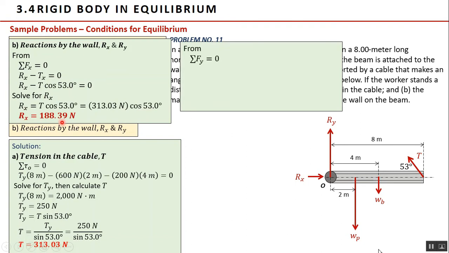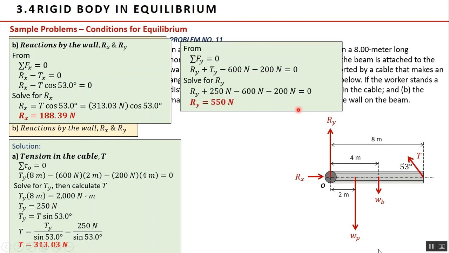Lastly, for the vertical component of the reaction, we use the summation of forces on the y-axis. So we have Ry, plus Ty, minus 600, minus 200, equals 0. From here, we solve for Ry. So the vertical reaction exerted by the pin on the beam is 550 newtons.